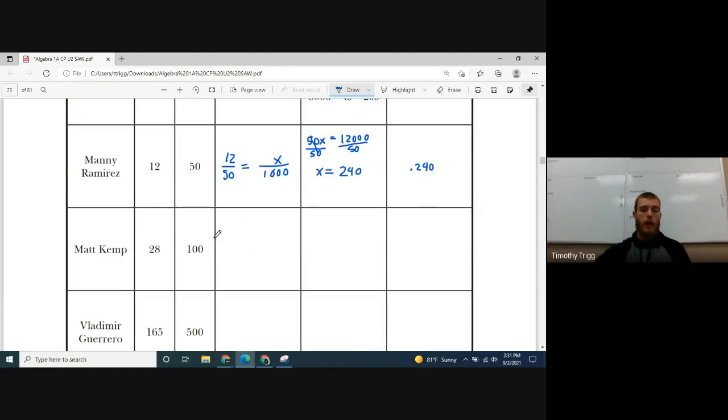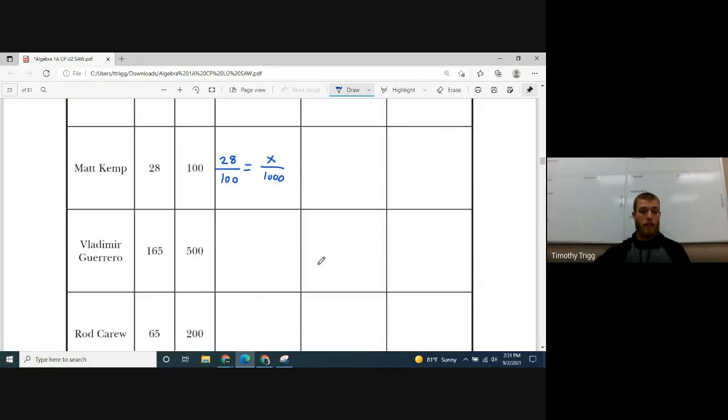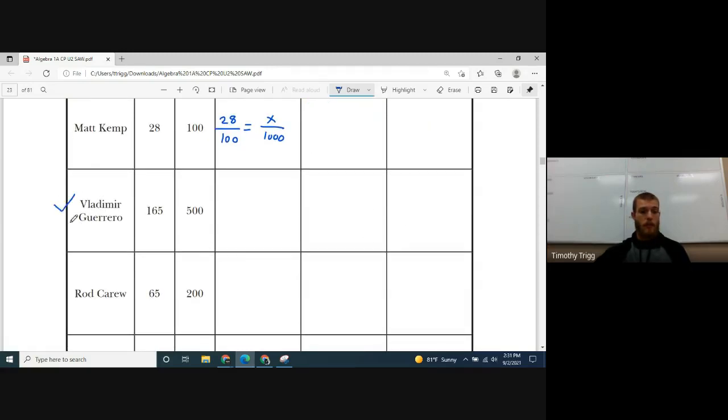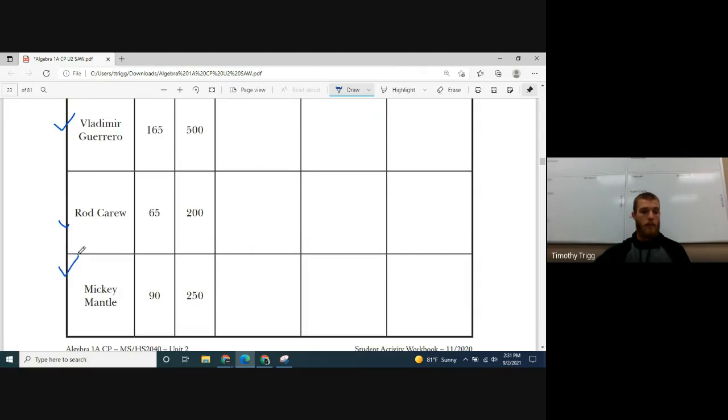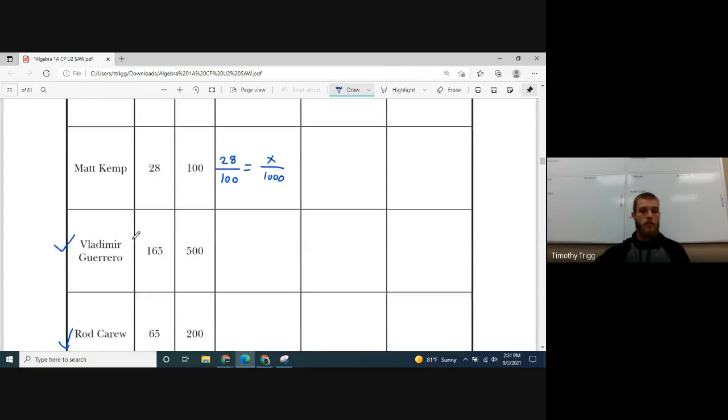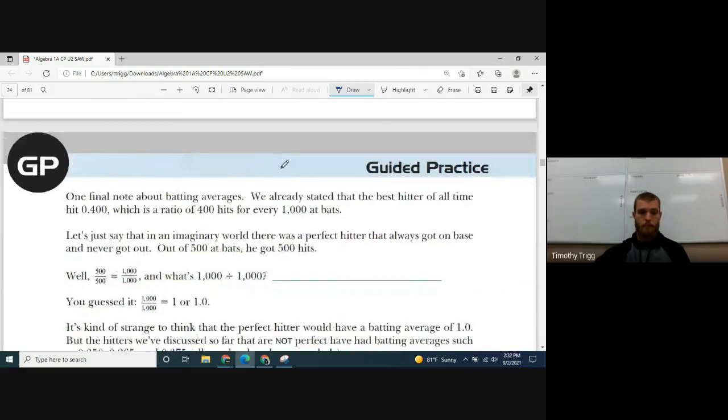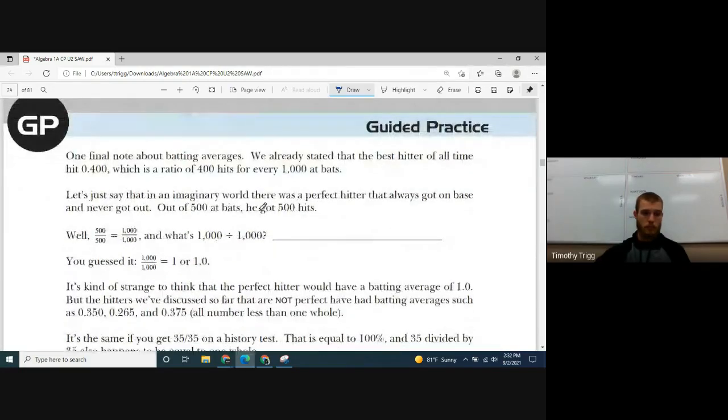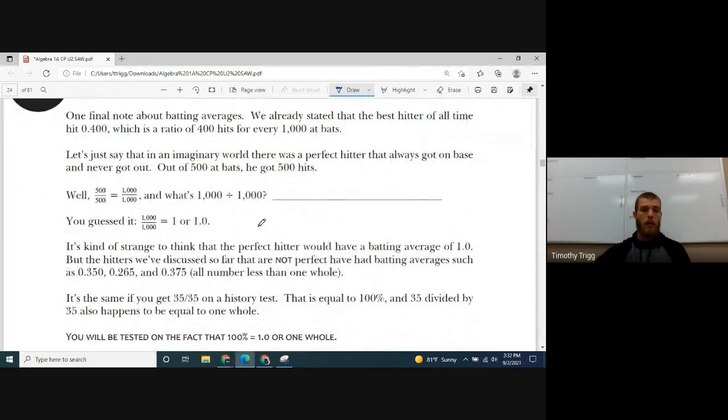So this one, I'll help you set it up. This would be 28 out of 100 equals x out of 1,000. See if you could solve this one on your own using cross multiplication. Then after that, see if you can do this one and this one and this one. So see if you can do the rest of these on your own.